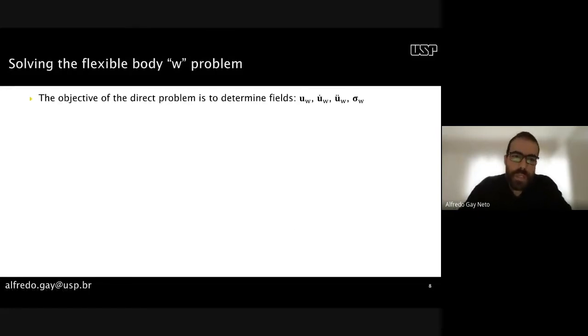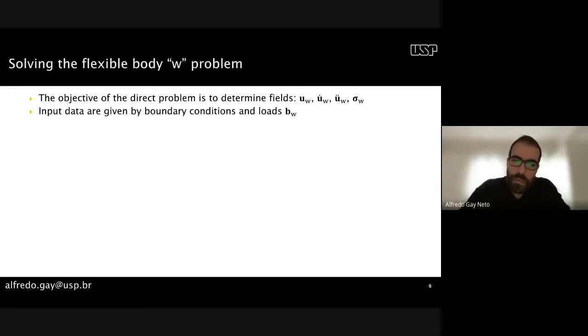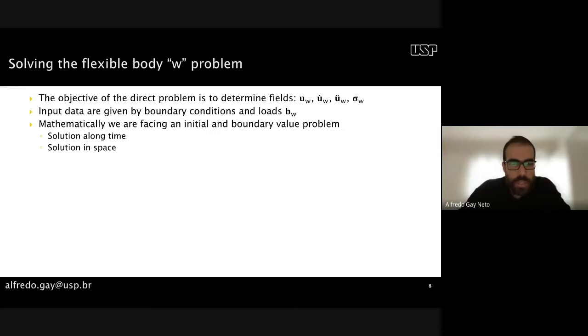And the objective of this problem, when you have this, usually you have some loads, and you would like to find: what's the displacement field? What's the velocity field? And what's the acceleration field? And what's the stress field actually in each material point? So that's why it's a field. We have infinite results that we are interested in. We would like to know the results in the whole domain of the body. Then our boundary conditions and loads are considered to be known. And so mathematically, we are facing an initial boundary value problem. So we have the solution along time that we would like to have, and we also need the solution in space.